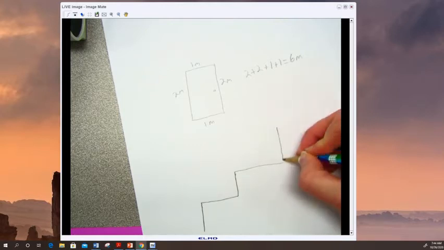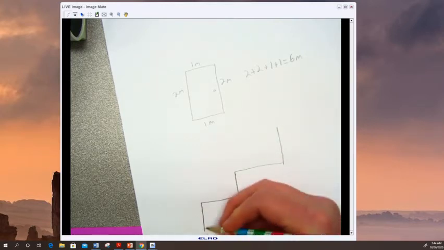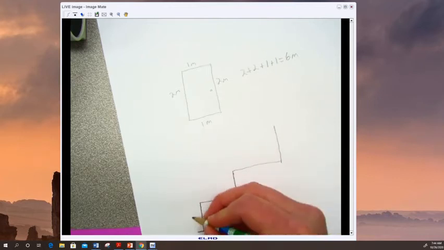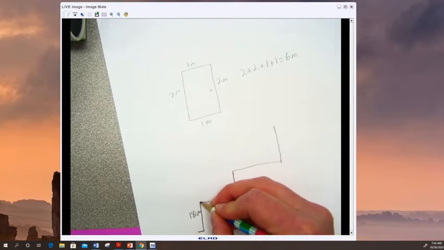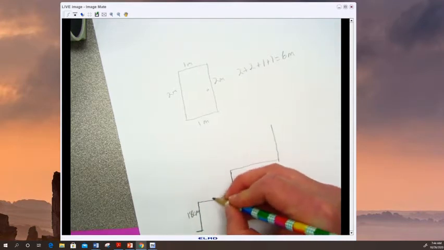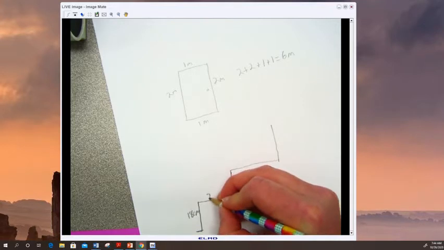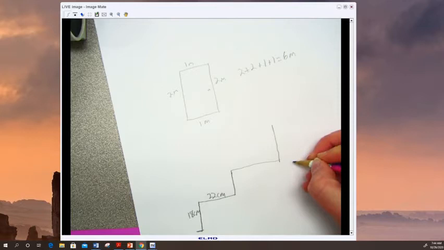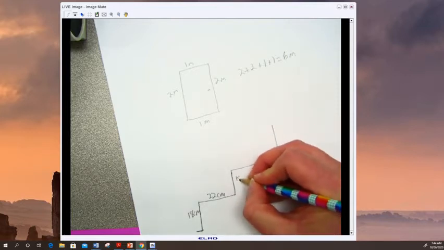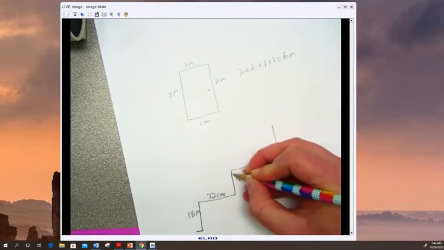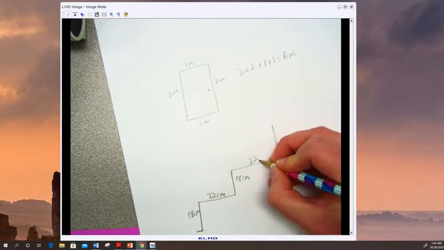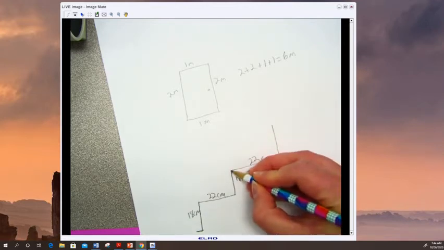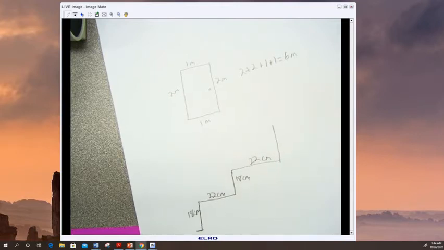And here's where my door is. So from the ground to the top of the first stair is 18 centimeters. From the top of the first stair to the bottom of the next stair is 22 centimeters. Then the next step is the same as the first step. So 18 centimeters from the bottom of the stair to the top and 22 centimeters from the top to the door. So how long does my string of lights need to be?